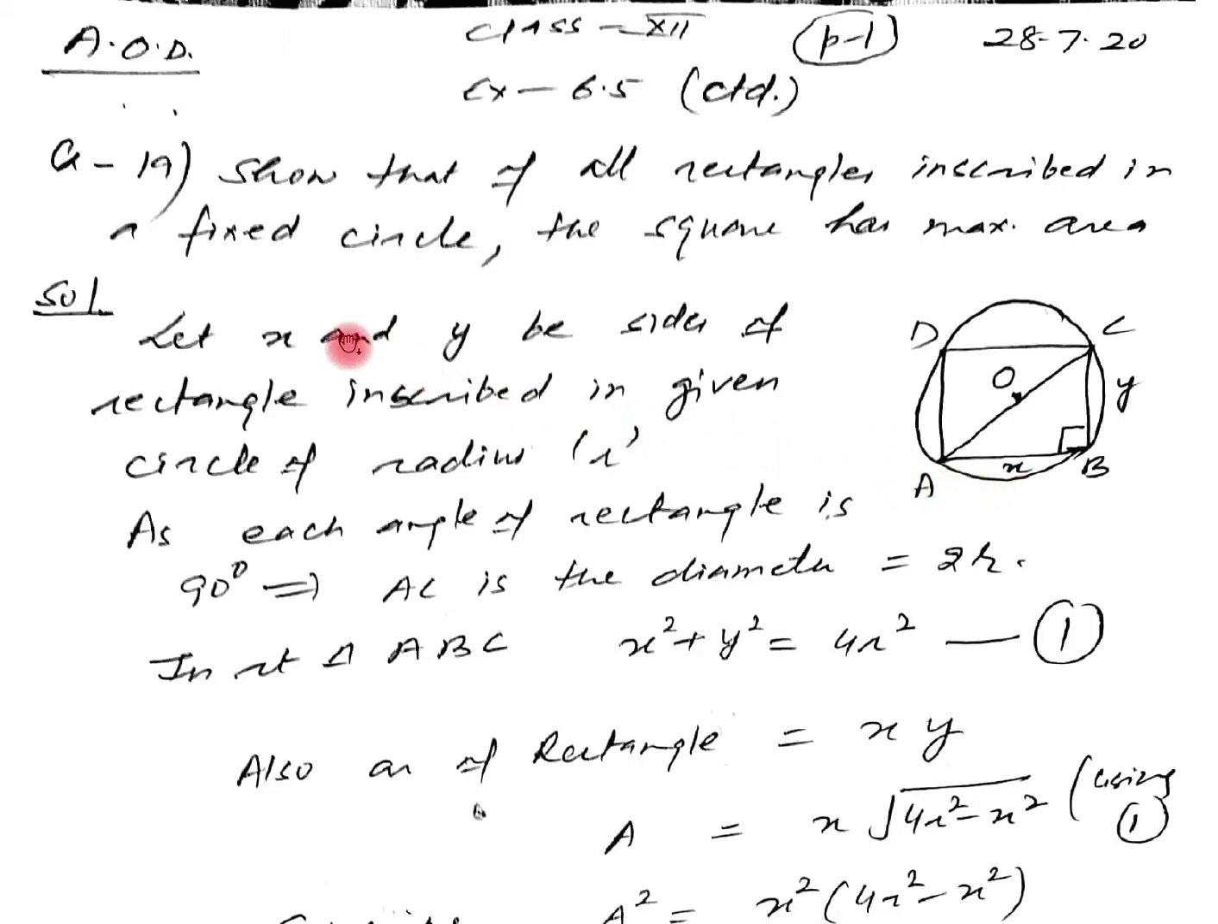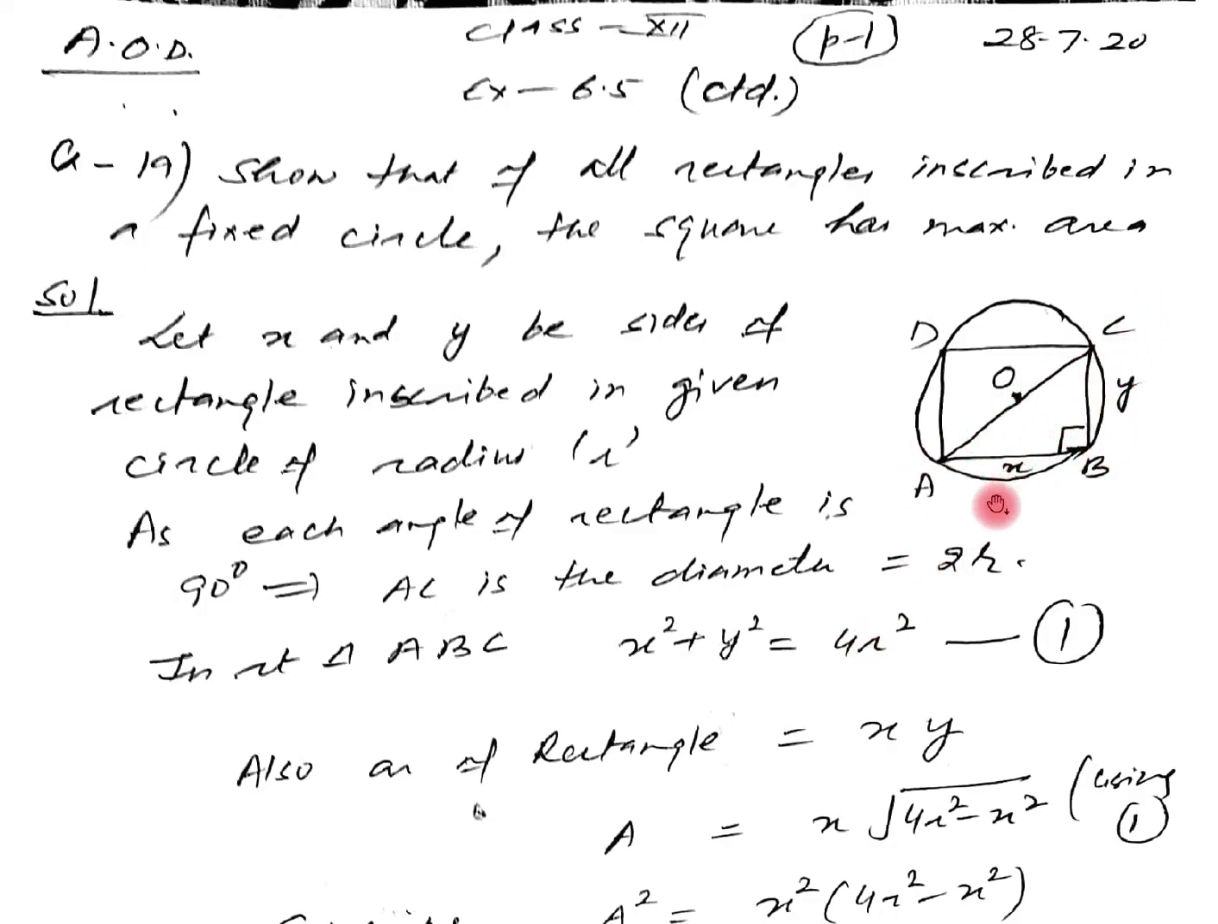Now here let x and y be the sides of the rectangle inscribed in the given circle of radius r. What is given? A fixed circle. It means a circle of radius r is given. In this, rectangle ABCD has been inscribed. Now we know each angle of the rectangle is 90 degrees, so we can say AC is the diameter of the circle, and it must be equal to 2r, because we know the angle in a semicircle is 90 degrees, so it must be the diameter.